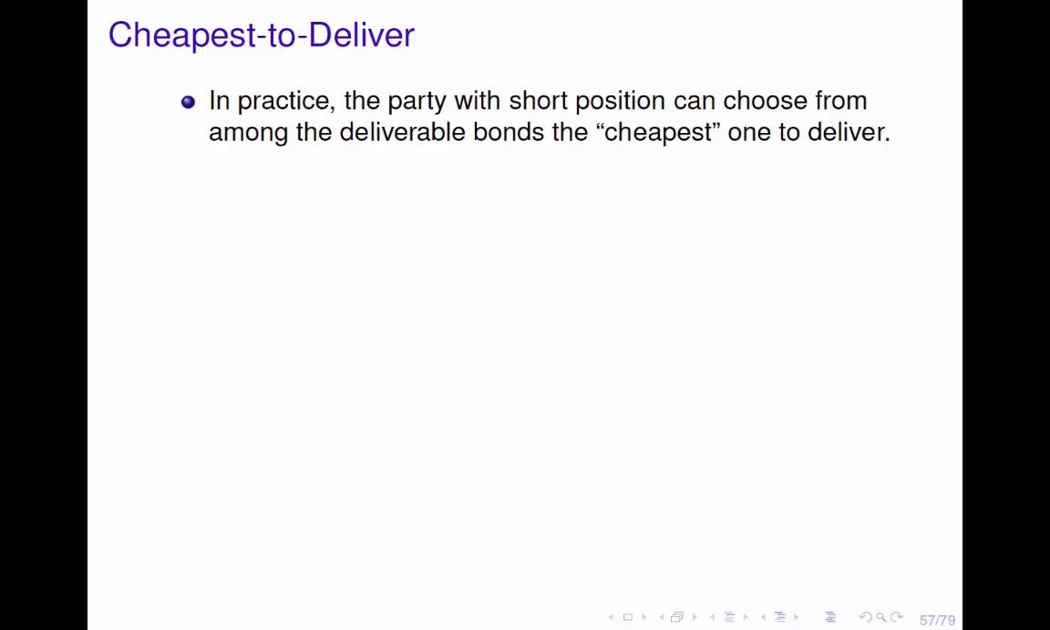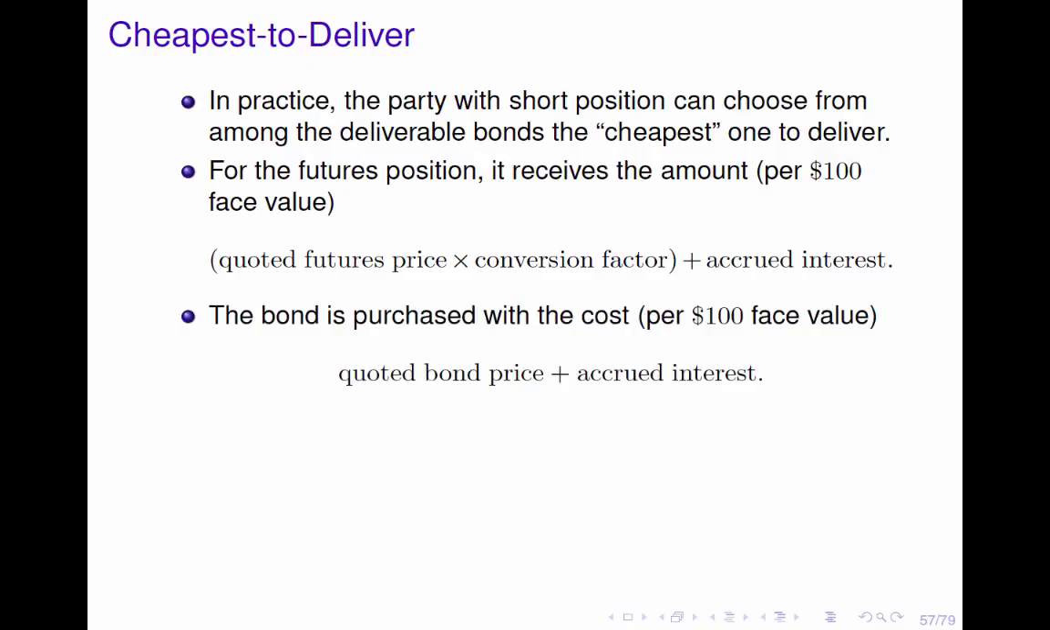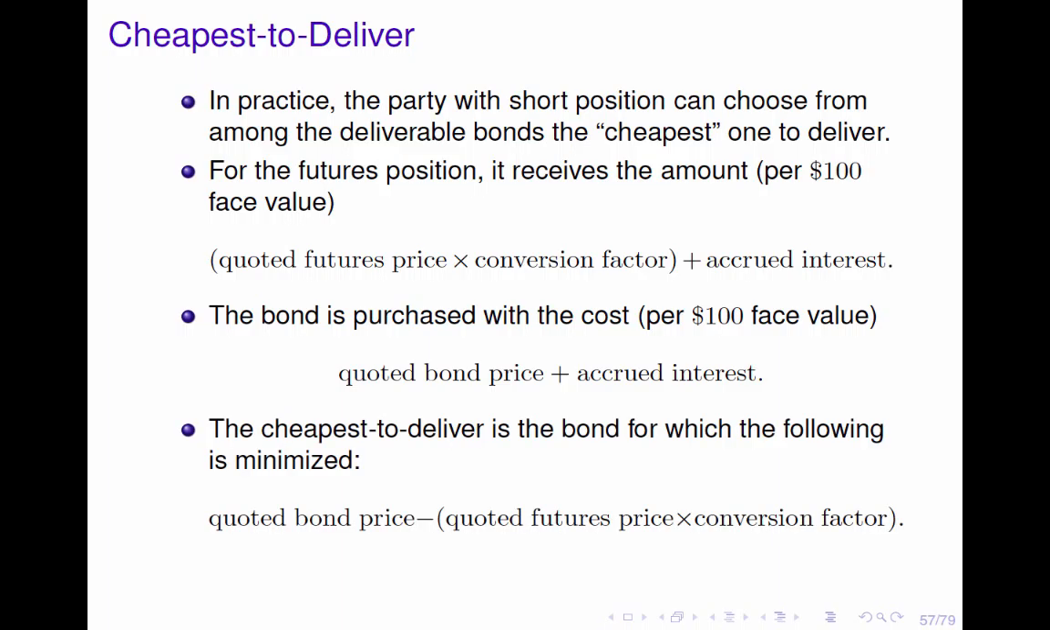In practice, the party with the short position can choose from among the deliverable bonds the cheapest one to deliver. Consider the party with the short position of the futures. On the one hand, for the delivery of the bond, it receives per $100 face value an amount of the quoted futures price times the conversion factor plus the accrued interest. And on the other hand, the bond delivered is purchased with the cost of the quoted bond price plus the accrued interest. Therefore, the cheapest to deliver is the bond for which the following net cost is minimized.